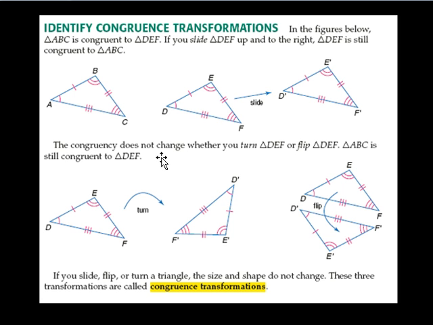We also go on to say the congruency does not change whether you turn triangle DEF or flip triangle DEF. ABC is still congruent to that. So here's a turn. Notice how DEF was turned. We just moved it around to a different location. It seemed to be turned around. Everything's still matching up. And then here we have a flip, where we flipped or reflected it over a line. It's like it's looking in a mirror here. You can think of a turn as a rotation and a flip as a reflection. If you slide, flip, or turn a triangle, the size and shape do not change. These three transformations are called congruence transformations.